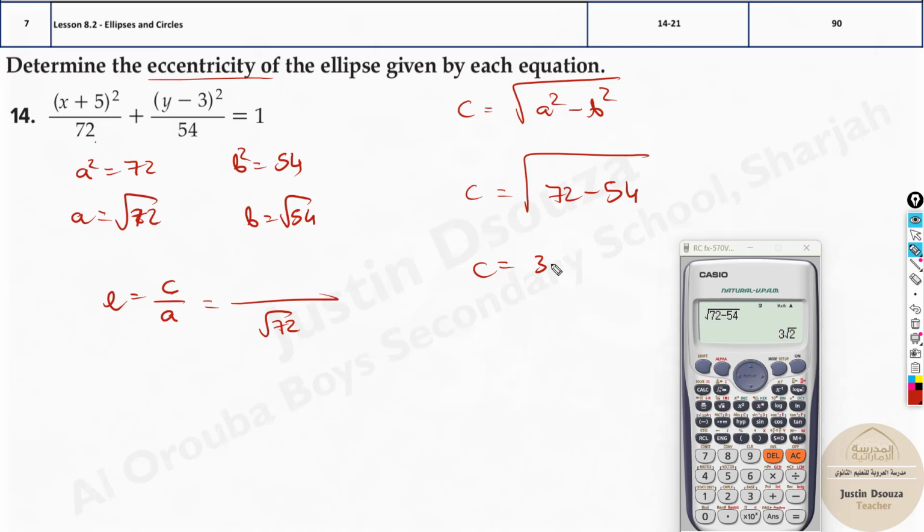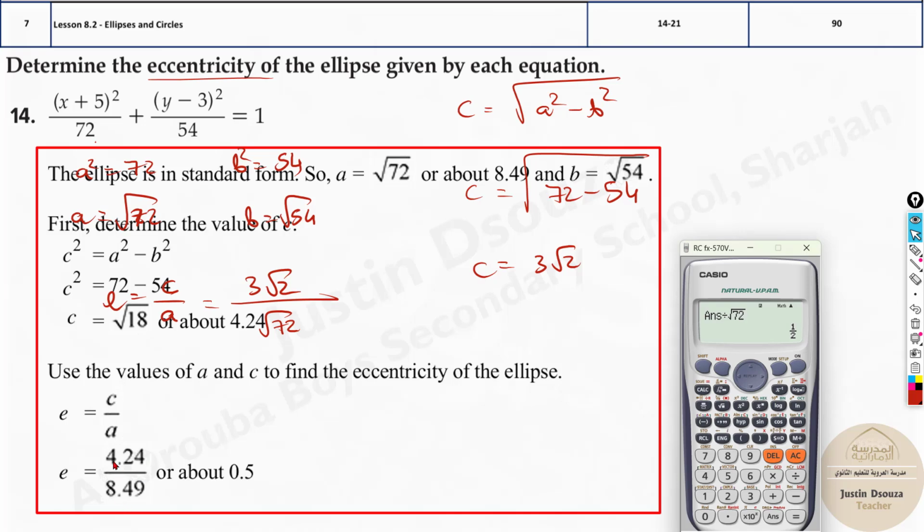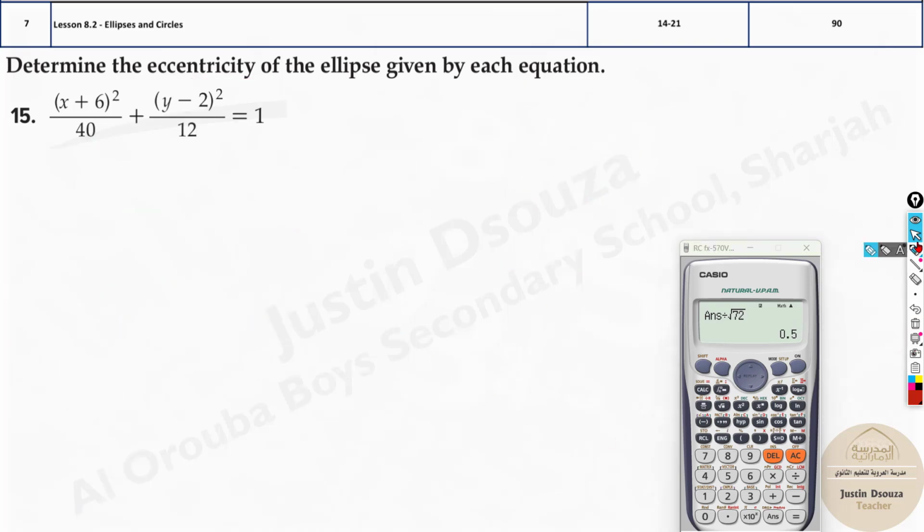You can take the decimal value as well, but it's better to take the exact value. You'll get the exact answer, isn't it? Over here also it's 3 root 2. So now this divided by root 72 gives us the answer, that is half. You can see over here they have taken decimal value, still you're going to get the same answer, no worries, but here you get the exact value of half. Same way you can do these problems by yourselves.